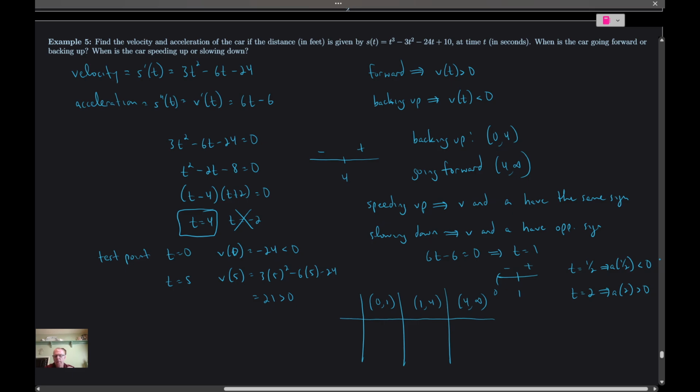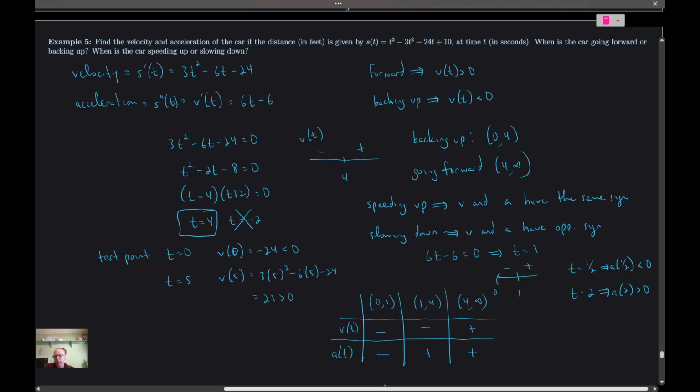So now let's look at velocity, and we're just worried about the signs here. From 0 to 1, actually we could just say from 0 to 4, velocity is negative. So this one is our velocity. So we have negative, negative. From 0 to 4, velocity is negative. And then after 4, velocity is positive. Acceleration is negative from 0 to 1, and then positive from 1 to infinity. Okay?